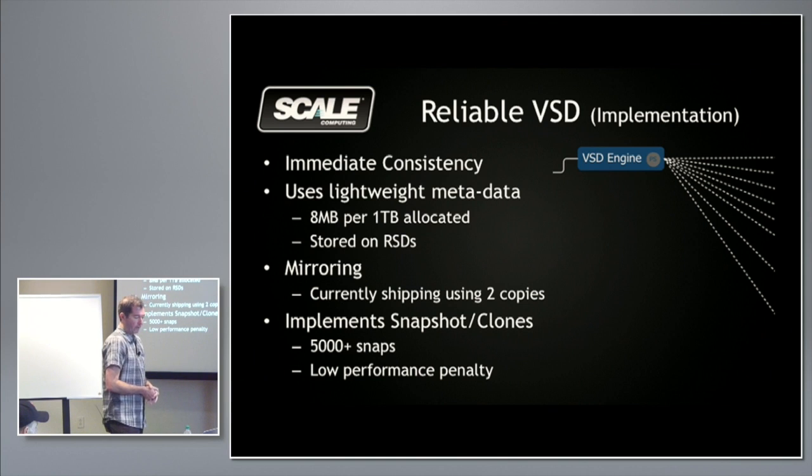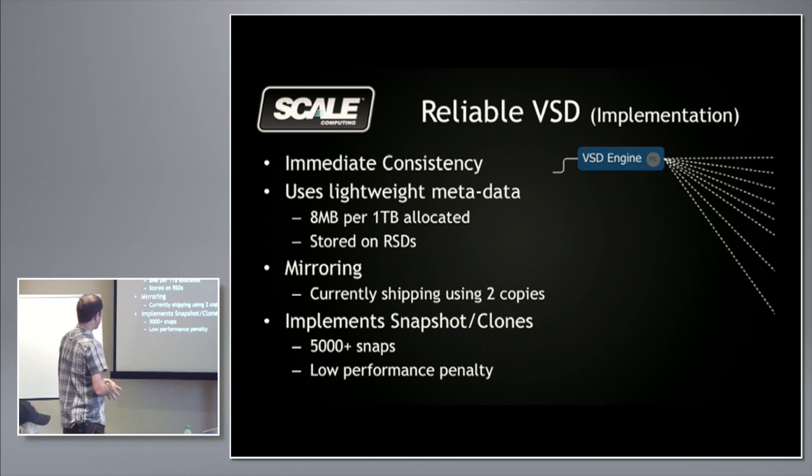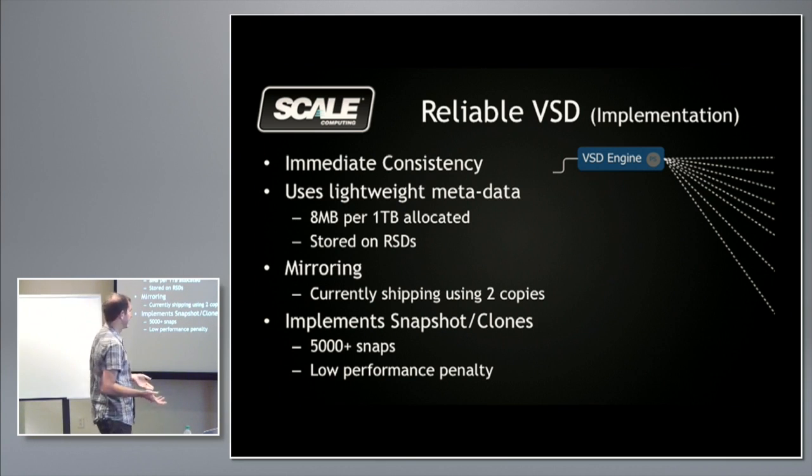The metadata is very lightweight. We use 1 meg blocks by default, and that gives us about 8 megabytes per 1 terabyte allocated. The nice thing about that is that it's very easy to cache in RAM, and we do that when we bring a VSD online. We load all the metadata into RAM, and so that way any of your reads are not going to touch disk for metadata. Writes obviously have to touch disk. That's part of that guaranteed consistency. But the metadata is very lightweight, very fast.